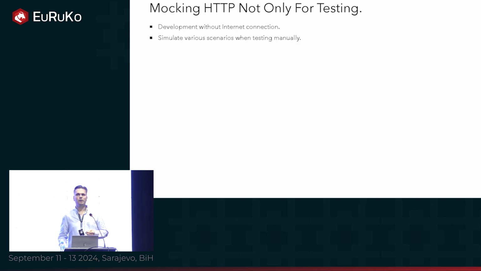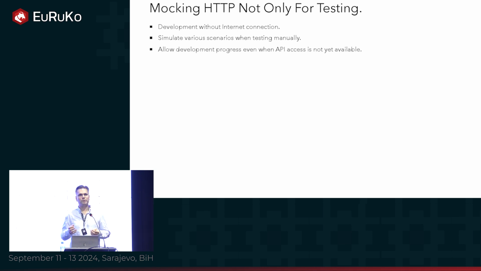You can also manually test your application and test various scenarios. So you can test how your app will behave if a remote API times out or returns a 500 response. And you can also develop without actually having access to an external API.